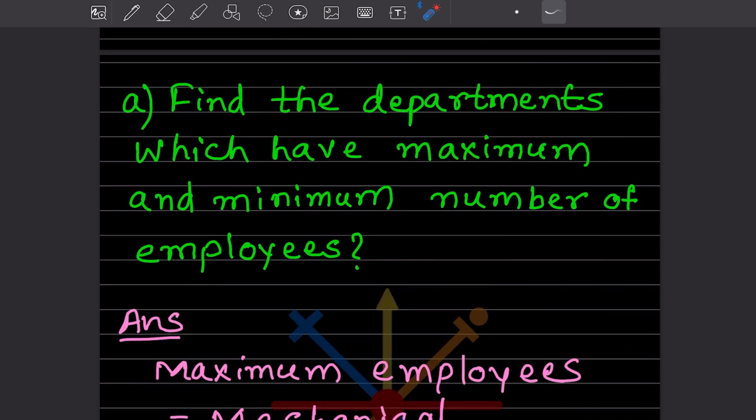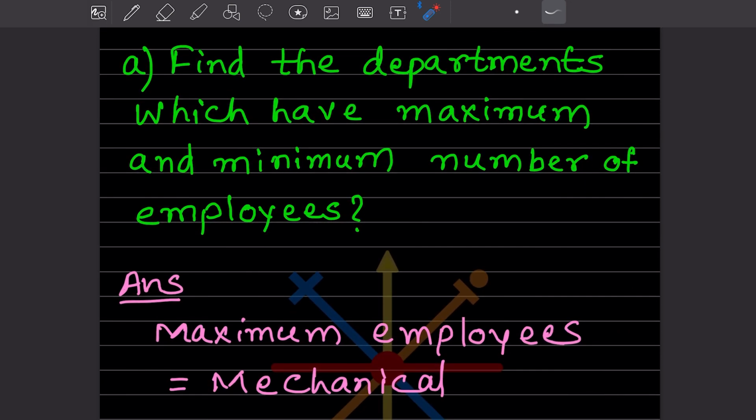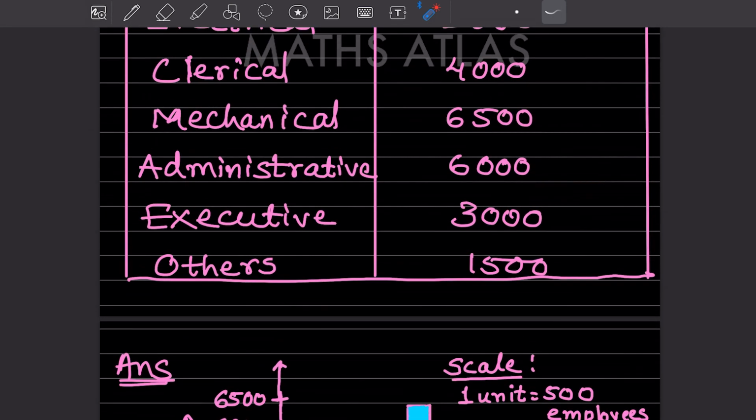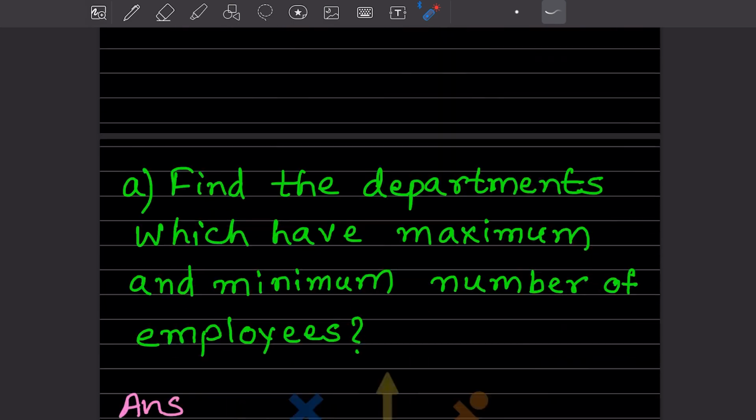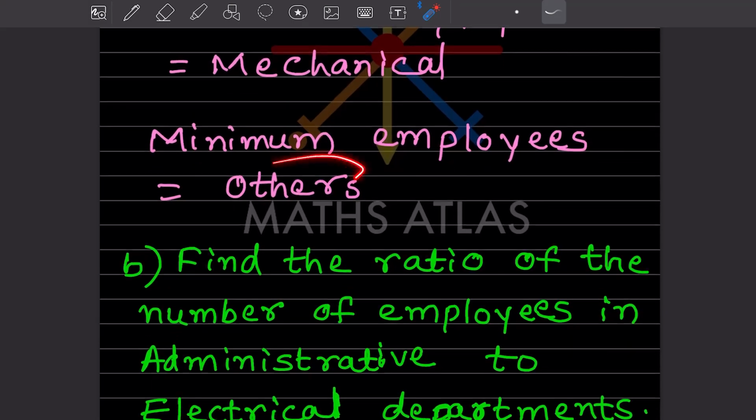So find the departments which have maximum and minimum number of employees. So maximum number of employees, where we have maximum employees, now let us see, a maximum is like 6,500, right? So mechanical, and the minimum is going to be 1,500. So that is others.